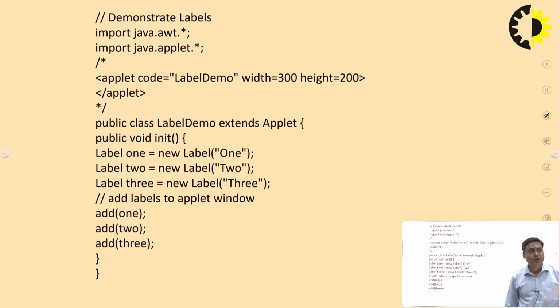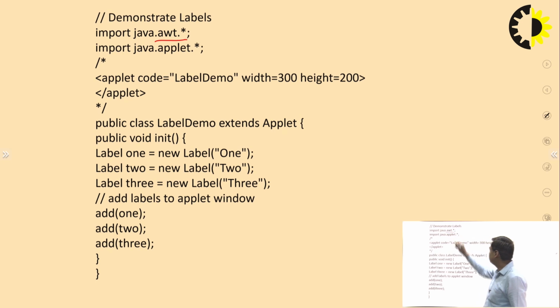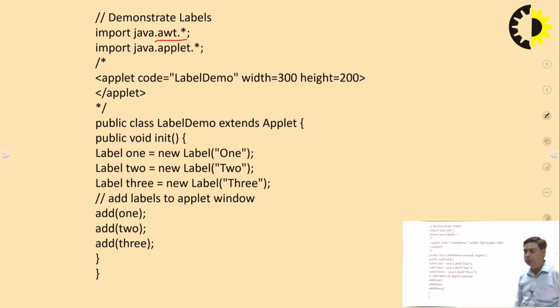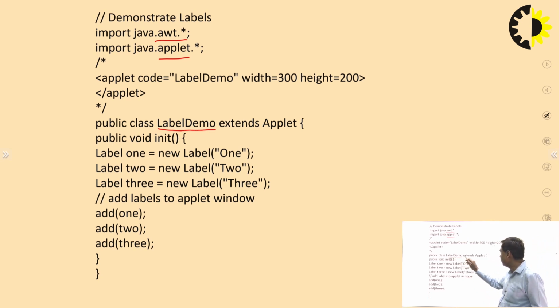Now is a very important part, creating a GUI based Java application. Here I am giving the example related to the applet, because applet itself is a GUI application. Here is how we'll use the AWT in the applet. To use the AWT, first of all we have to include the AWT package, awt.star. Then we need to include the applet class also. Now to create an applet, the name of the applet is label demo and it extends the applet.